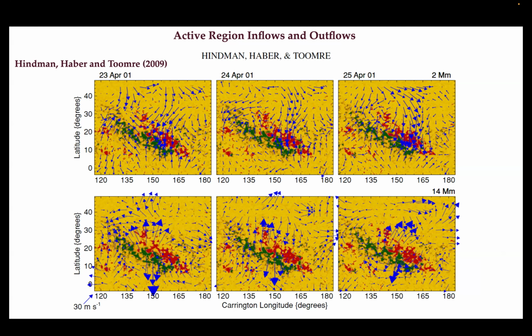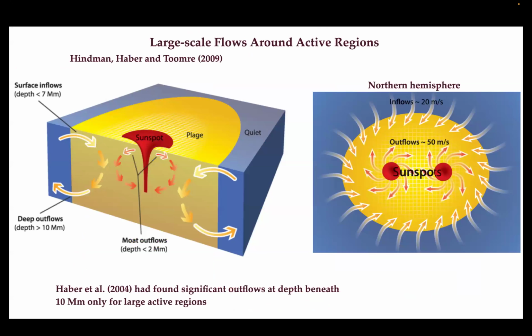And this is one example of a flow around a large active region complex. The top row is at 2 megameters and the bottom row is at 14 megameters. So one of the things which they found very early on is that there is a large scale inflow, which you can see at the surface. And you also see outflow at depth, in the deeper layers, deeper than 10 megameters. So this has been observed for individual active regions.